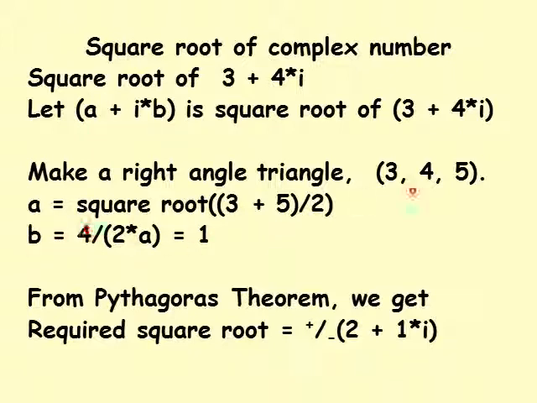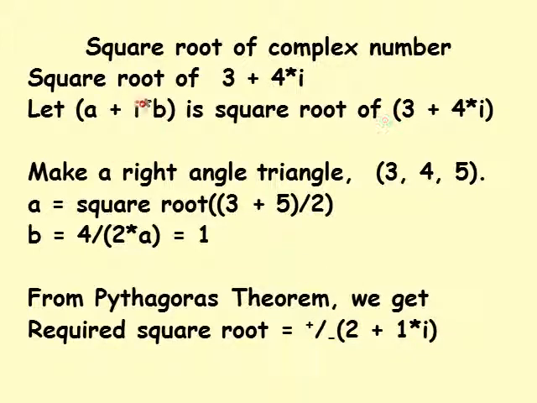b is height divided by 2 times a. Height is 4, and a we computed as 2. 2 times 2 is 4. 4 divided by 4 is 1. So b is 1. After using the Pythagoras theorem to compute 5 here, we know the required square root is plus or minus (2 plus 1 times i). A square root has two values, plus and minus. So this is how we say plus or minus of 2 plus i.